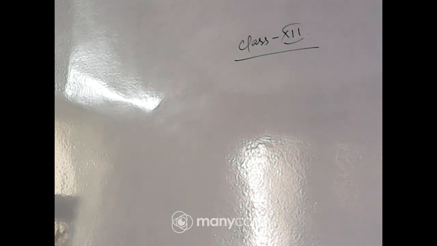The process of converting a freshly prepared precipitate into colloidal form by the addition of a suitable electrolyte in small amount is called peptization. Next, explain the following terms with suitable examples: gel, aerosol, hydrosol. I just discussed gel. Aerosol is liquid in gas.